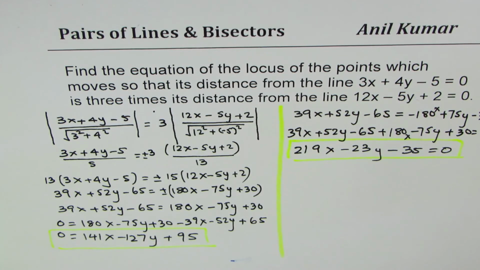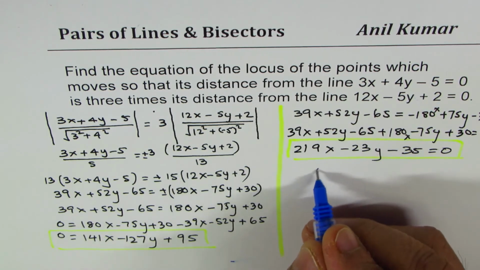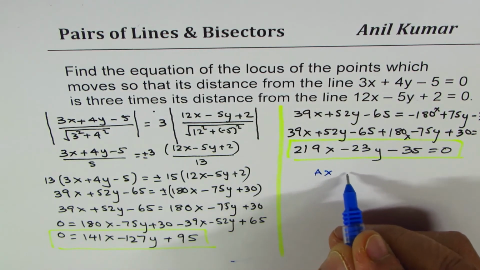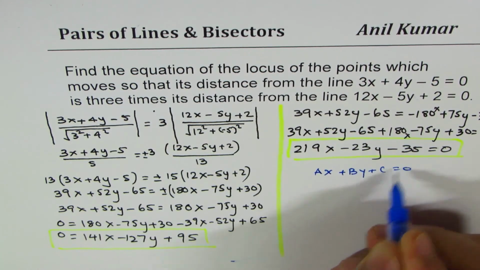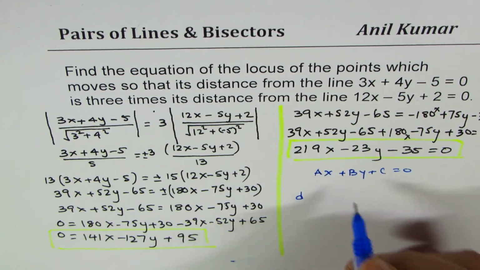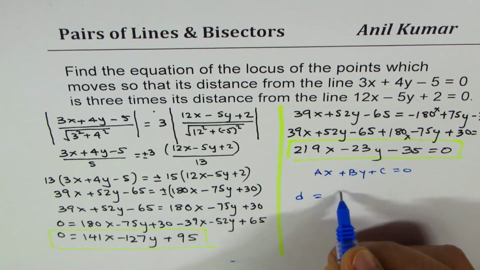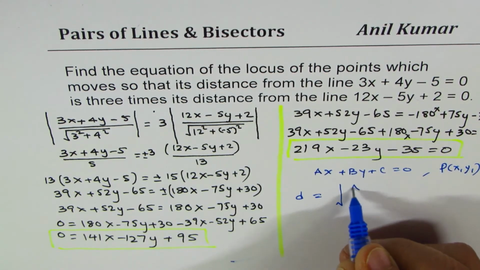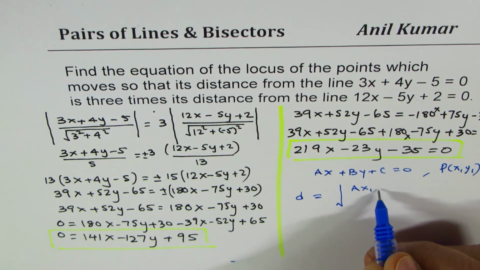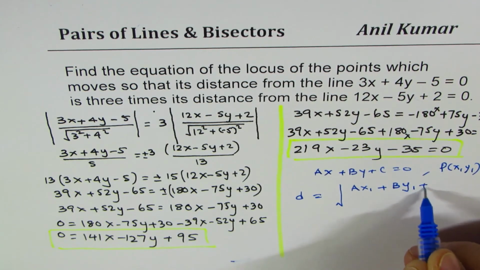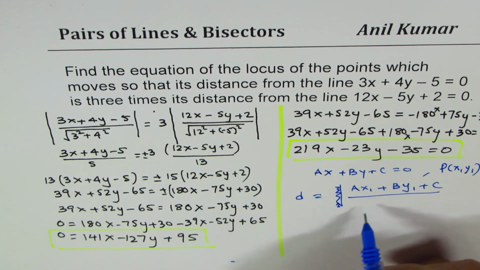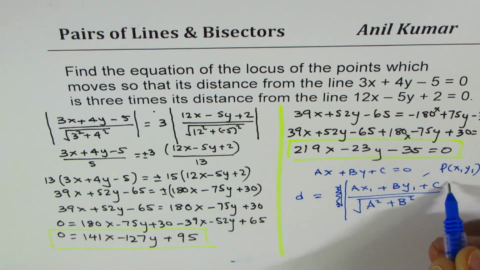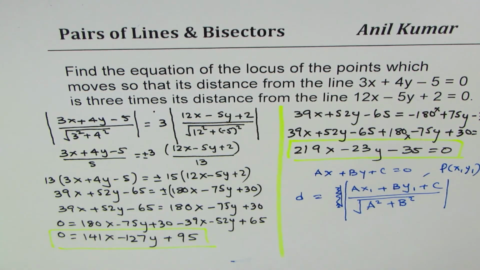So these are the two solutions. Anyway, I hope you understand the steps involved. So it's kind of applying the distance formula. If you have ax plus by plus c equals 0, standard form equation, then the distance d from any point, let's say the point is (x1, y1), is the absolute value of ax1 plus by1 plus c over square root of a square plus b square. So this is the distance formula which we have applied. Distance is always a positive value.